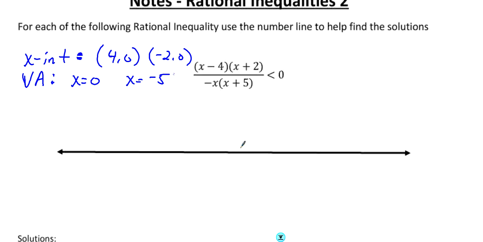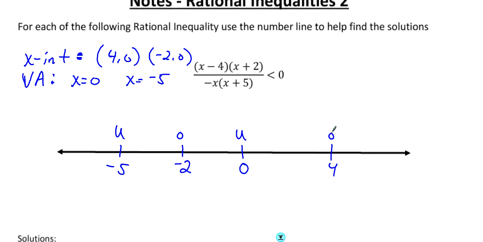So first, I'm going to put 0, my asymptote, and instead of putting a 0 on top, since it is an asymptote, I'm going to put a u there, which stands for undefined. So that's telling me that that is an asymptote. Same thing for negative 5. Put a u there, because those are where my two asymptotes are. Then I put my zeros in. So at negative 2 I have a 0, and at positive 4 I have a 0.